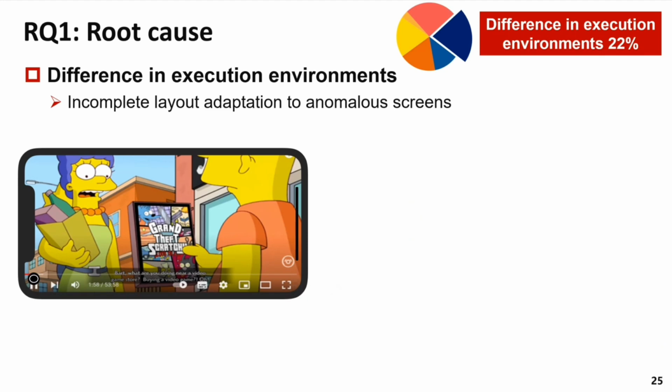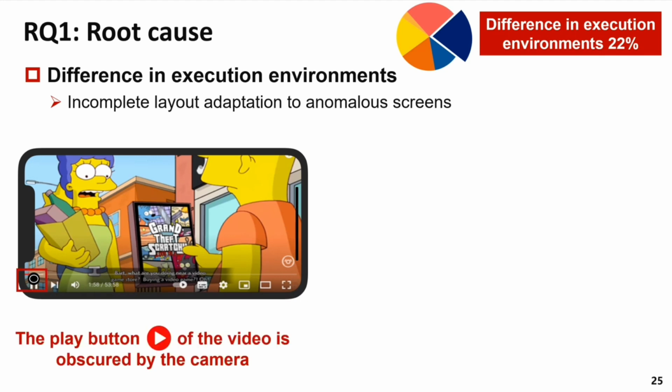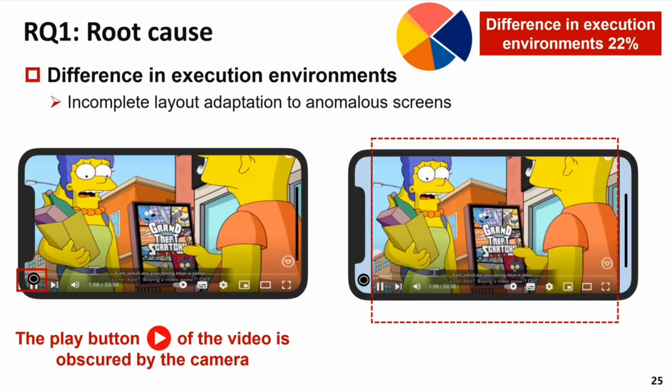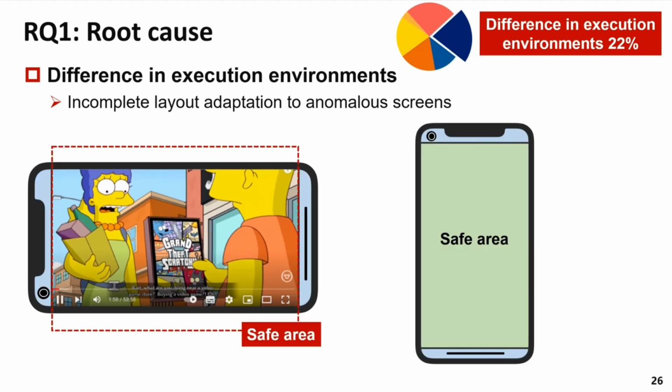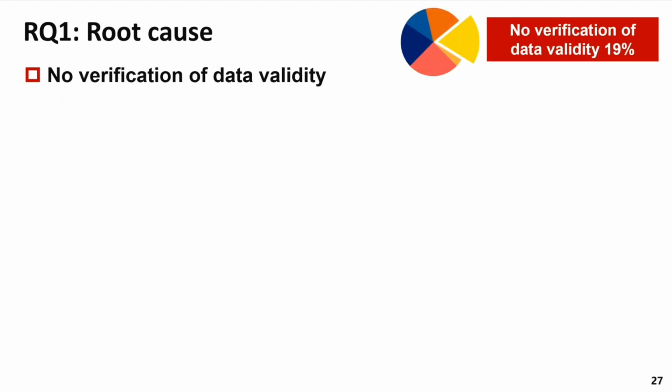The next case is caused by incomplete layout adaptation to anomalous screens. With the development of mobile phones, more and more components are on the screens, such as the camera, the notch, and the bottom bar. Rendering programs on restricted areas can cause some inconvenience. From the figure, we can observe that the play button of the video is obscured by the camera. Therefore, developers need to adjust their style code according to the target device screens. We call this a safe area. Developers should set their style code based on the safe area.